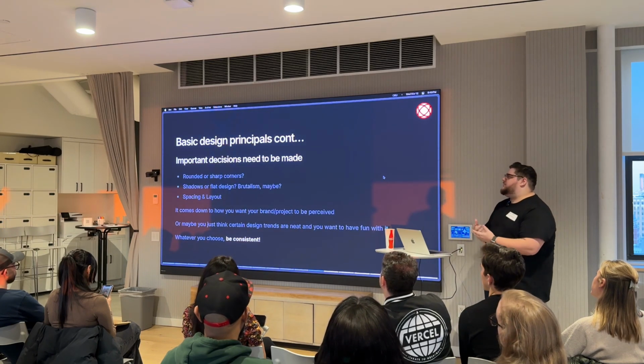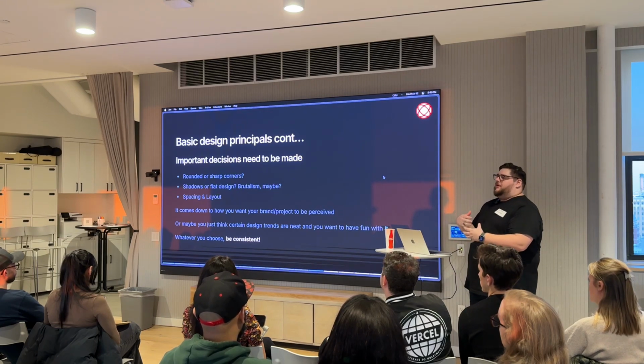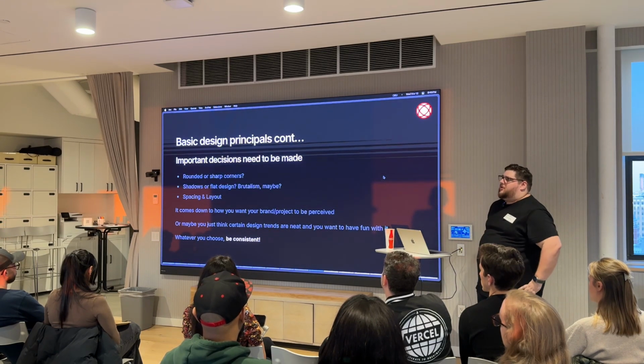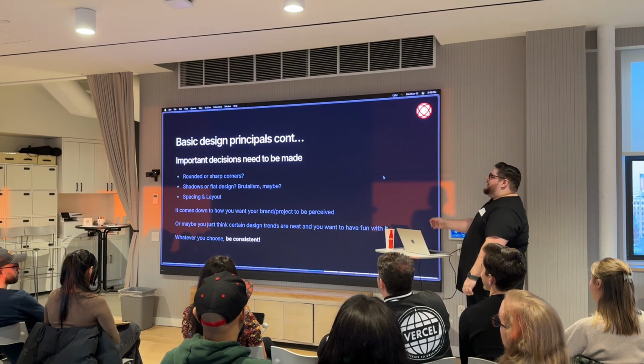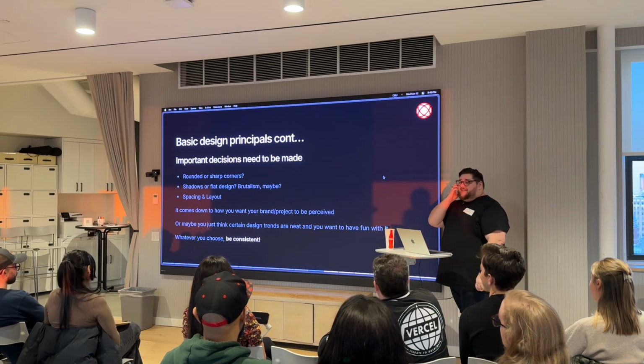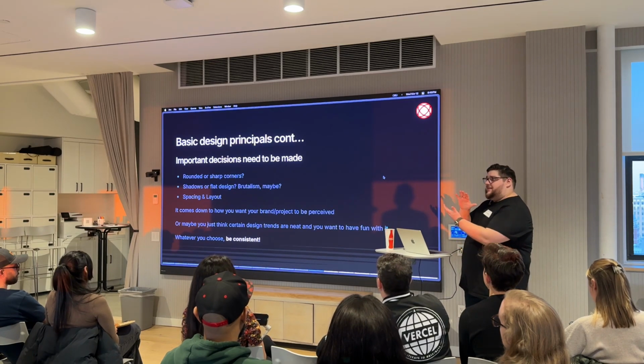Okay, these are like design ideas or decisions you have to make. This is all part of a design system. Rounded or sharp corners. Rounded corners are in right now, for the most part. They're having a moment. Shadows or flat design, that's up to you. Do you want shadows when you hover over an object, or to create that depth, right?